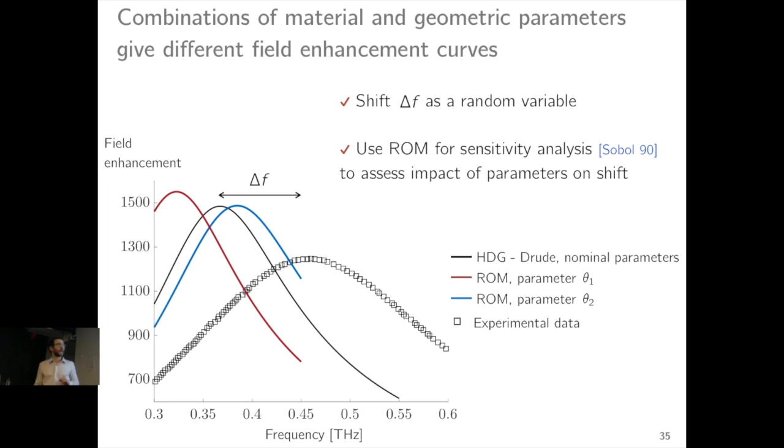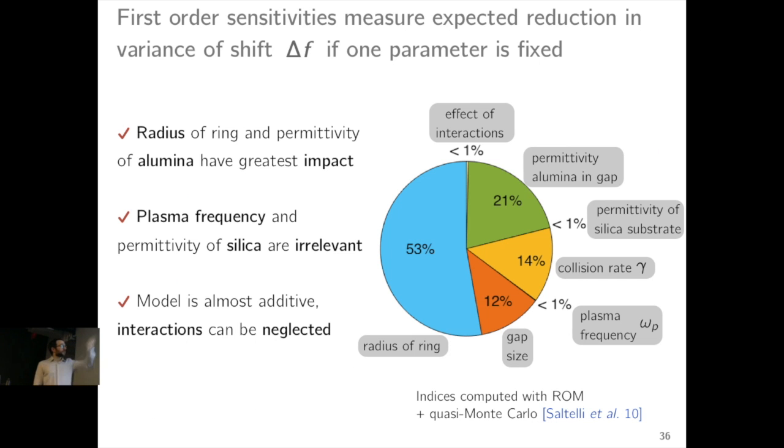And one thing that one might ask is, okay, what is the impact of each individual parameter on this shift? And we decided to study that using global sensitivity analysis. These results correspond to what's called the first order sensitivity index of the parameters. Let's assume that we want to compute the index for the radius. What it means is the expected reduction in the variance of the shift if we fix the value of the radius and we let the rest of the parameters vary in their respective intervals.